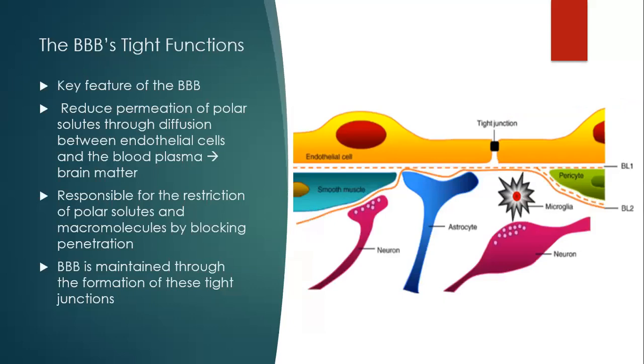So the tight junctions are a key feature of the blood-brain barrier, and they are illustrated right here by the black squares. These significantly reduce permeation of polar solutes through diffusion between the endothelial cells and the blood plasma to the brain matter. So these are responsible for the restriction of polar solutes and macromolecules by blocking penetration. Something that is essential for the formation of these tight junctions are something called adherens junctions that are present along with the tight junctions. They hold the cells together by giving the tissue structural support, and the blood-brain barrier is maintained through the formation of these tight junctions.